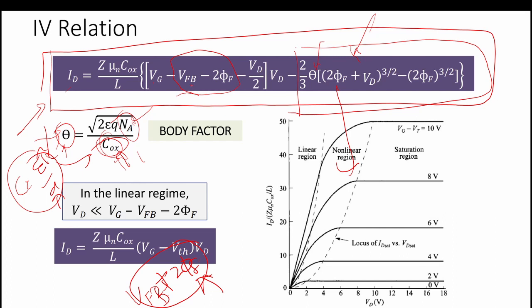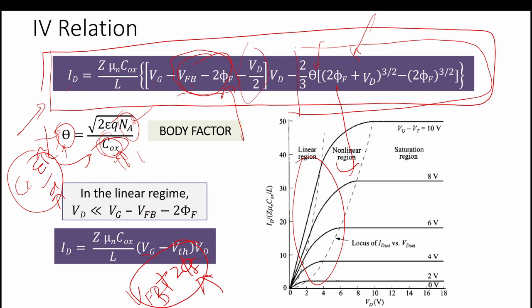V_G minus V_th minus V_D by 2. Okay, so this can be replaced with the threshold voltage, so V_G minus V_th. And for the linear regime, we have already seen through Ohm's law, we have established a relation between current and voltage in the linear regime.